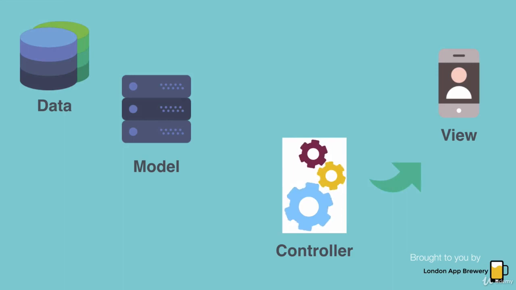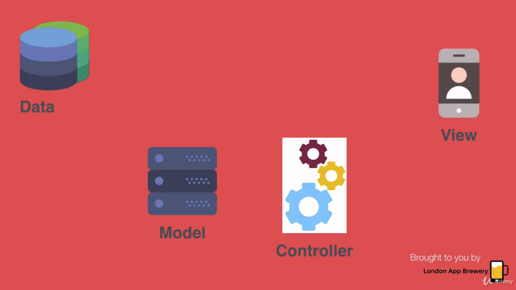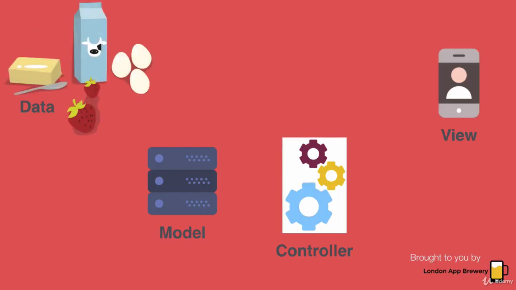So the MVC design pattern can be a little bit abstract. So to bring the message home, I'm going to illustrate this with an analogy. So welcome to our restaurant, and I'm going to show you how it works in this context. Now, in our restaurant analogy, the data will be the raw ingredients.